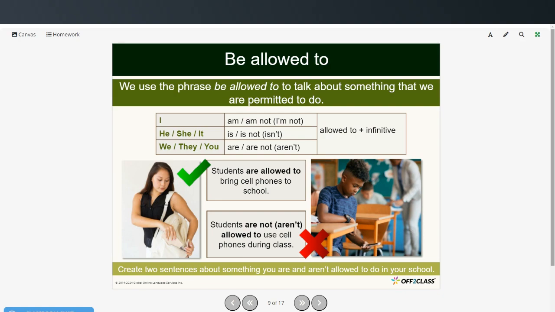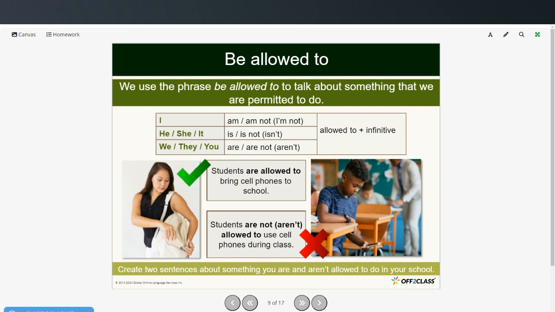Now, we use the phrase be allowed to talk about something that we are permitted to do. And the sentence structure with the subject I would be either I am or I am not or I'm not allowed to, and then the infinitive form of the verb. With he, she, or it would be he, she, or it is or is not or isn't allowed to something. And we, they, and you, we use are not, or aren't, plus allowed to plus the infinitive.